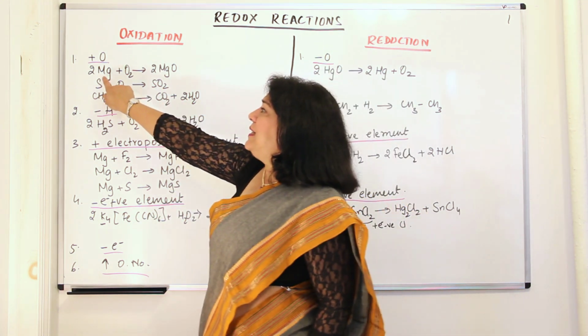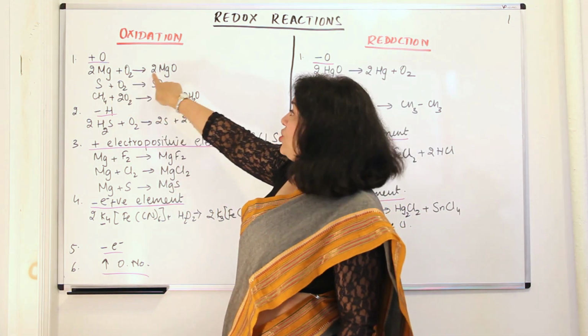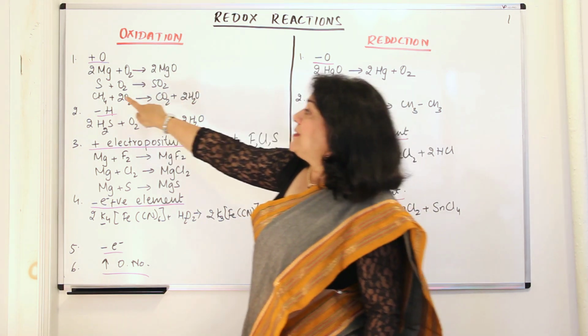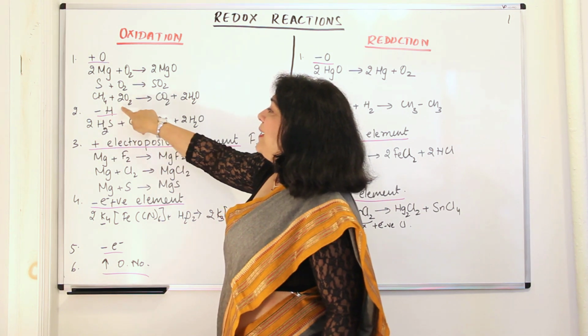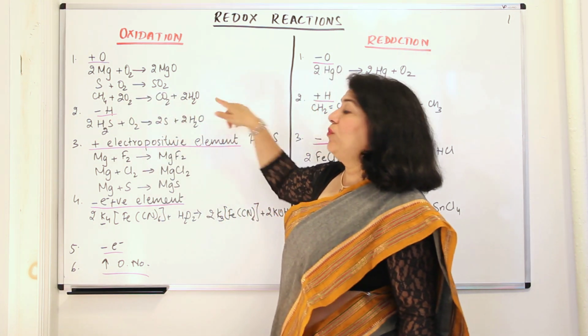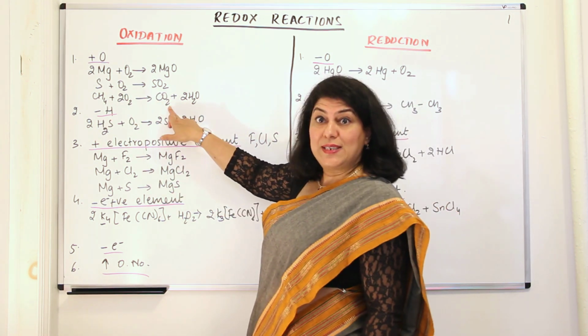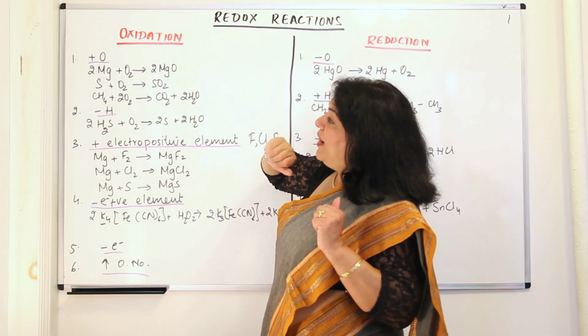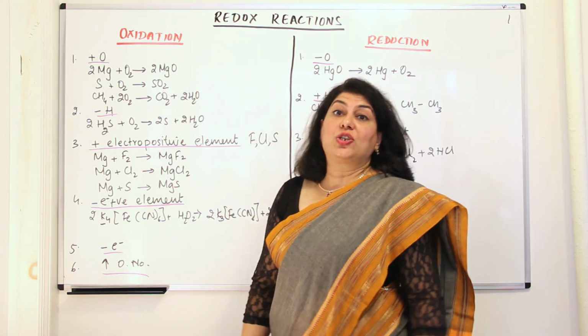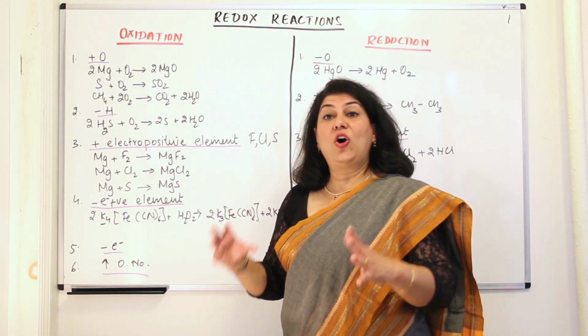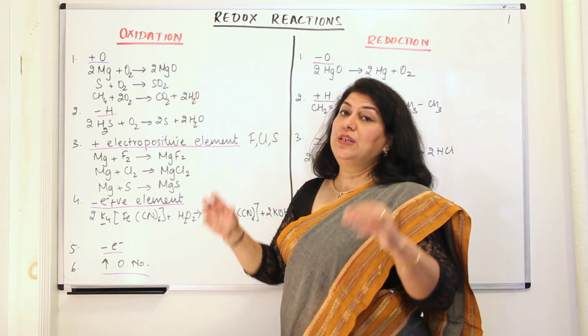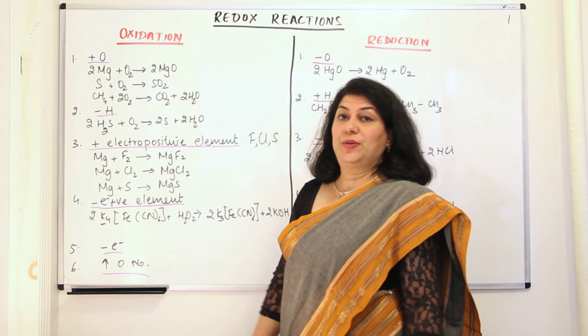Examples, you have magnesium. Magnesium combines with oxygen to give you magnesium oxide. Sulfur combines with oxygen to give you sulfur dioxide. Methane combines with oxygen to give you carbon dioxide and water. So we find that in all of these, oxygen is being added. Therefore, this is the definition of oxidation. Addition of oxygen is known as oxidation.